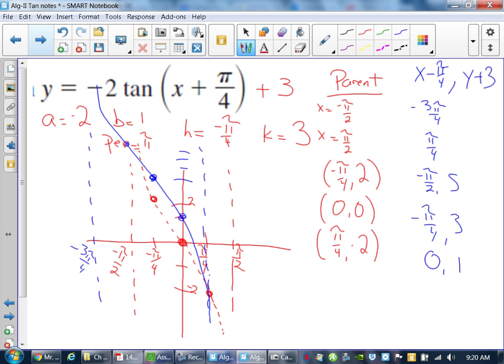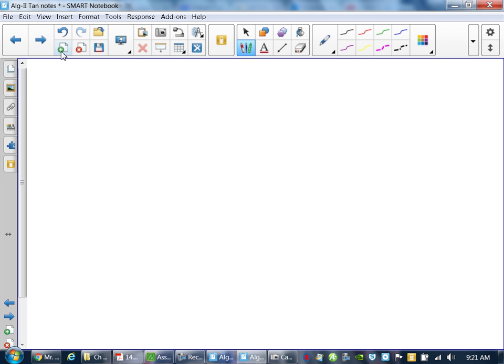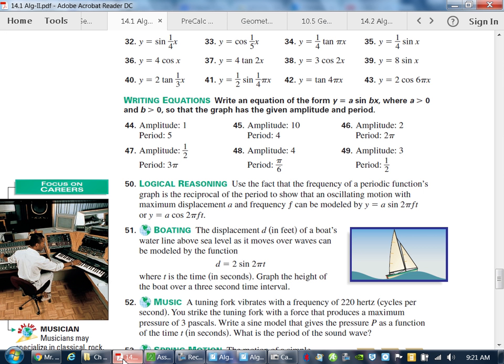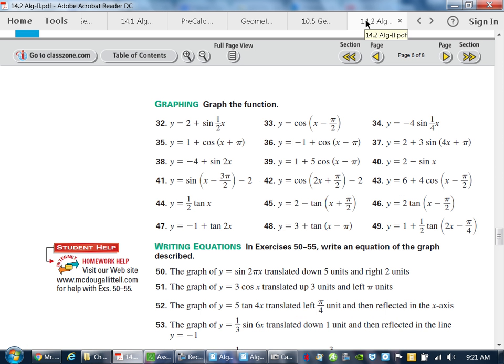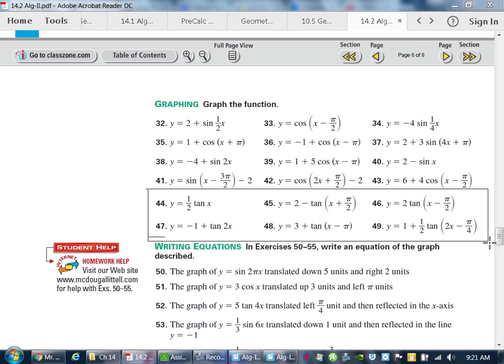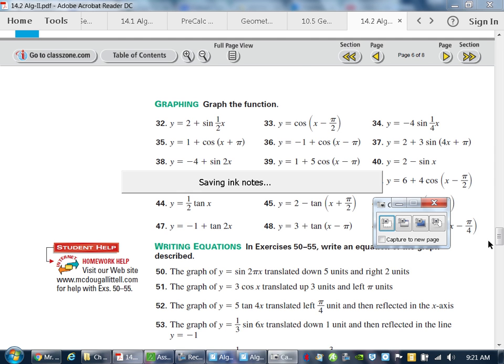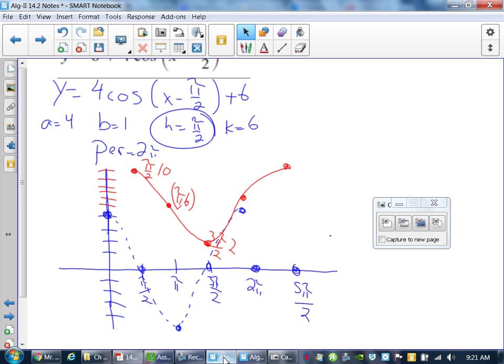I know I'm running out of time. I am sorry. We'll do more tangent stuff tomorrow, but let's try these. So it's 8:45. We'll do 44, 49. Those are tangent ones. I'll pop it on here. There's like one parent function. Do parent functions and shifts, and then we'll talk about how we word everything here.